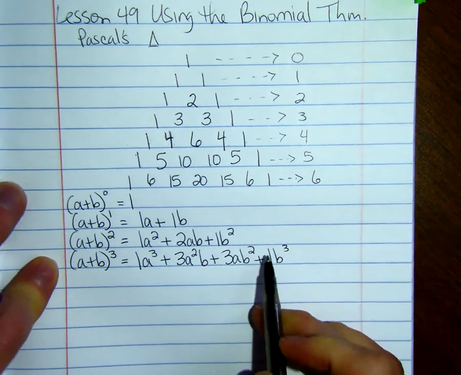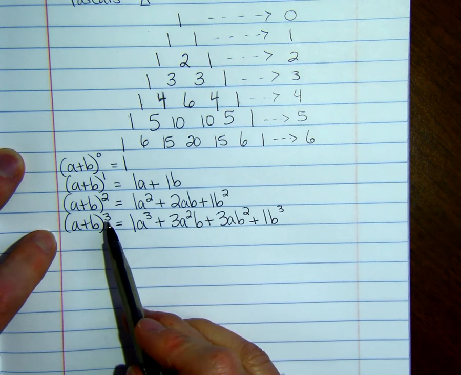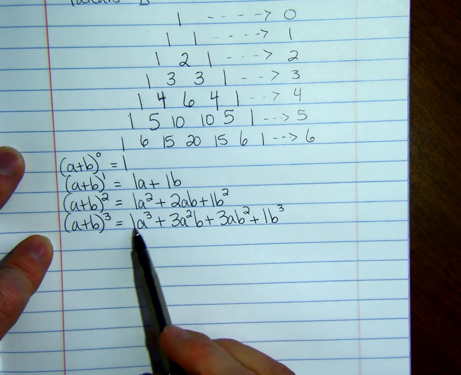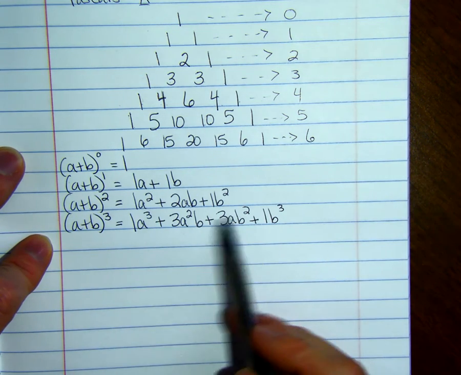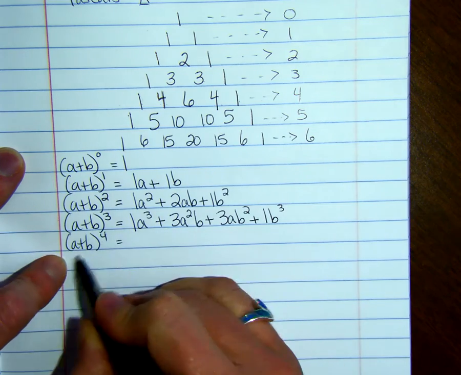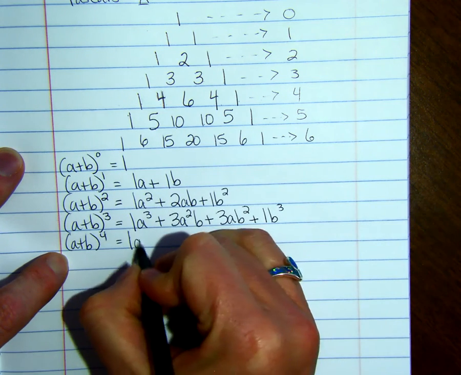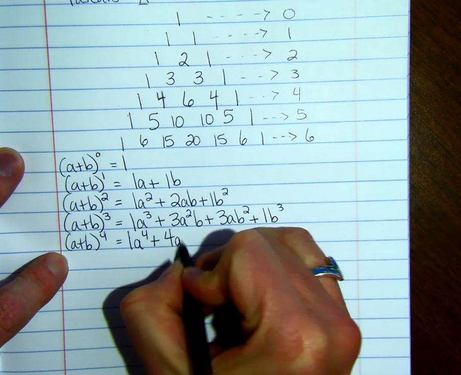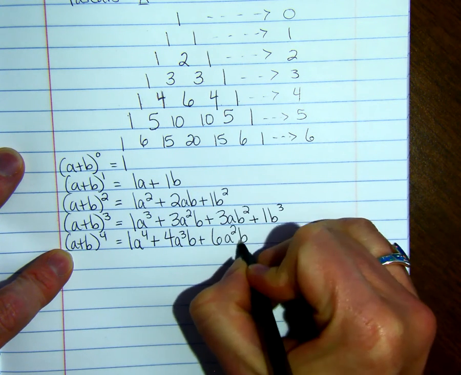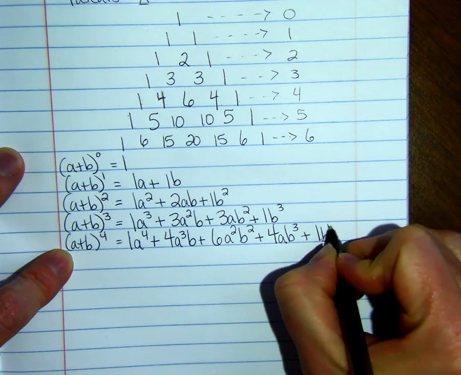Then a plus b cubed is 1 a cubed plus 3 a squared b plus 3 a b squared plus 1 b cubed. If you notice, the exponent on the a starts with the exponent that's given in your problem, and it goes down. It's descending, so it goes a cubed, a squared, a. And then the b ascends. So if we were to do a plus b to the fourth, you would look at your fourth row, and your coefficients are going to be 1, 4, 6, 4, 1. So you have 1a to the fourth plus 4a cubed b plus 6a squared b squared plus 4a b cubed plus 1b to the fourth.